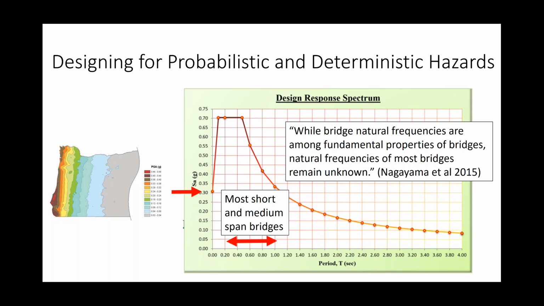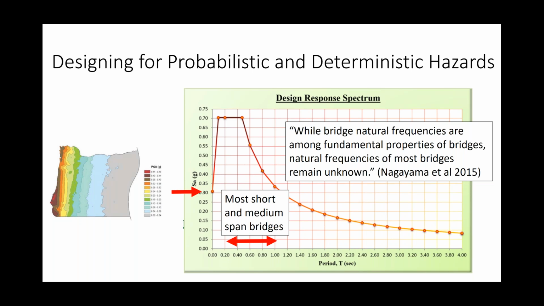And this is just one example of a design response spectrum. This is going to vary depending on where you are in the state of Oregon, based on the hazard, and it's often adjusted for soil conditions as well.